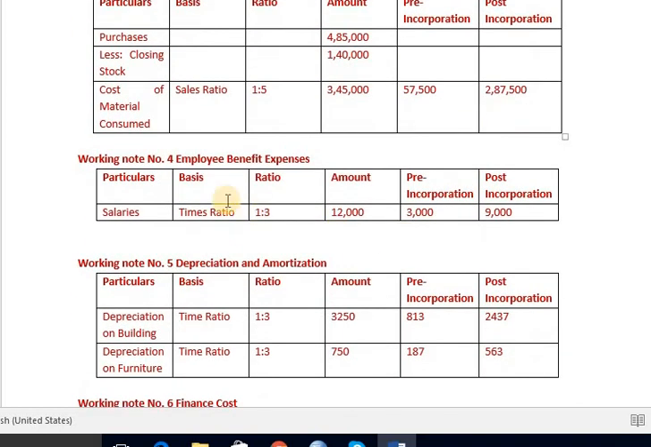Then under employee benefit expenses, we consider salaries, which is computed based on what? Time ratio, that is 1:3. Total amount is what? 12,000. 12,000 into 1/4, 3,000. 12,000 into 3/4, 9,000.